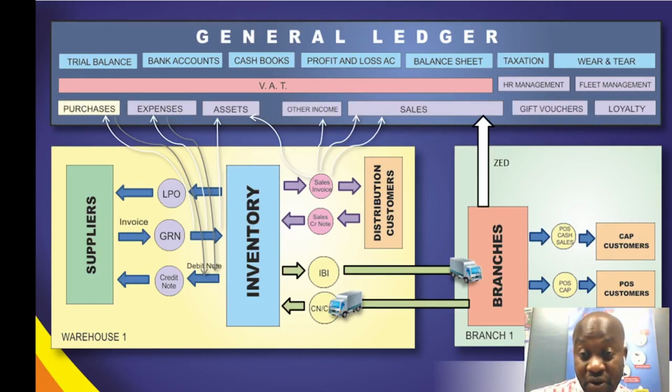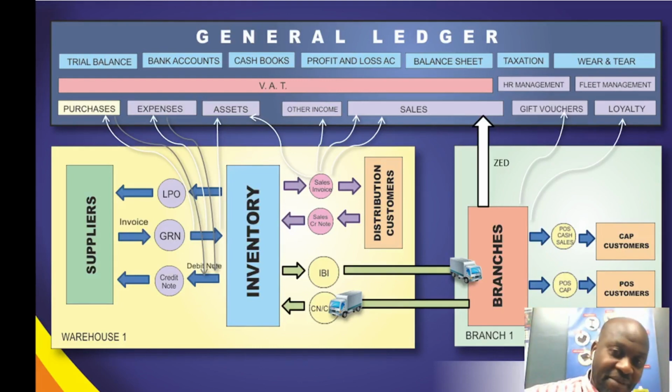Then lastly, of course, the branches will do a Z report, which I know you also do. Once they've done a Z report, the entire general ledger will be updated automatically. In terms of gift vouchers and loyalties, if they are there, they are also updated automatically. So at the end of the day, you end up getting a very nice report.